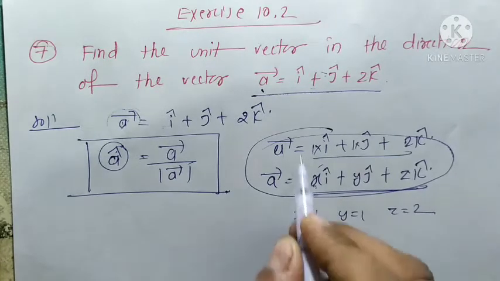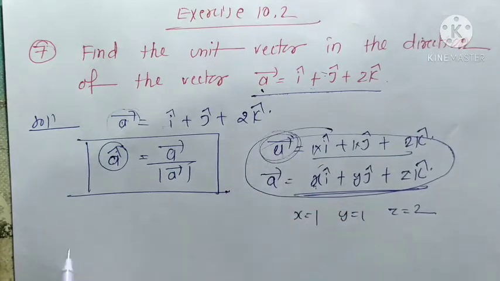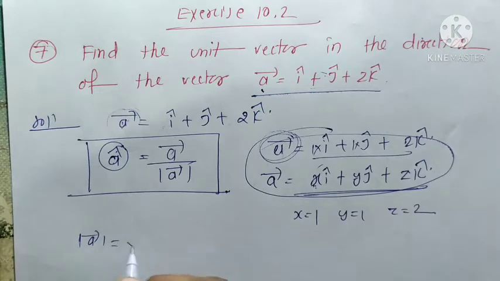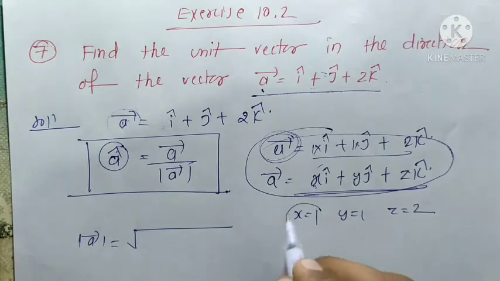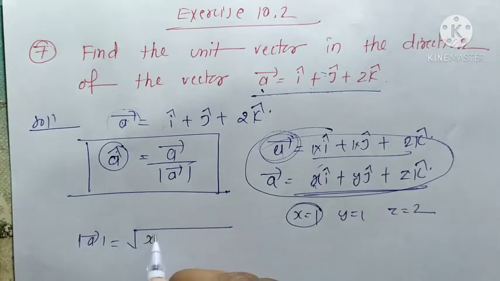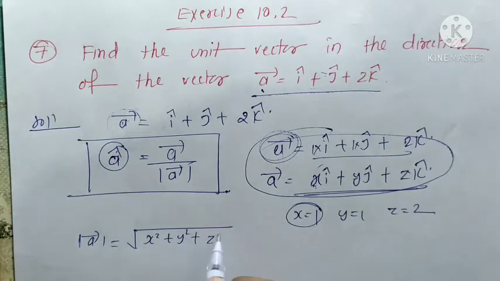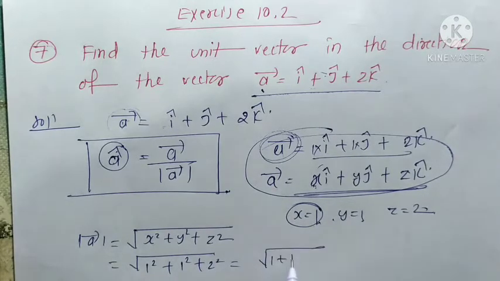Now we have to find the magnitude of A. Firstly we write x square plus y square plus z square. We put the values: x is equal to 1 square, y is equal to 1, and z is equal to 2. So 1 plus 1 plus 4, under root 6.